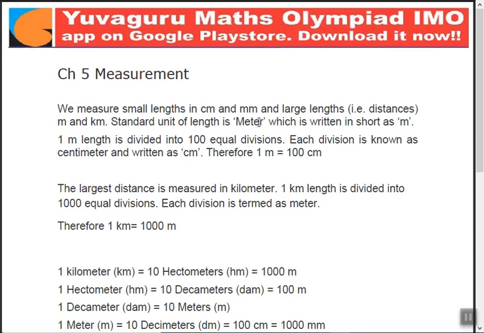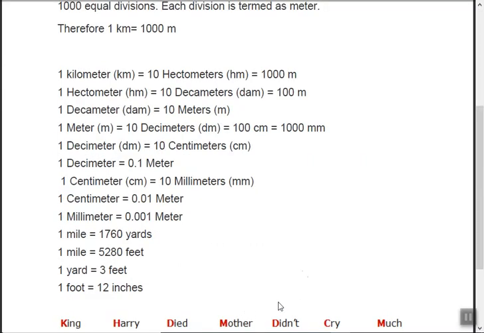Standard unit for length is meter, which is written as small m, right? 1 meter length is divided into 100 equal divisions. Each small division, the 100th division, is called a centimeter. So 1 meter equals 100 centimeters. The largest distance measured is in kilometers. 1 kilometer length is divided into 1000 equal divisions. Each division is termed a meter, right? See this, 1 kilometer equals 1000 meters.